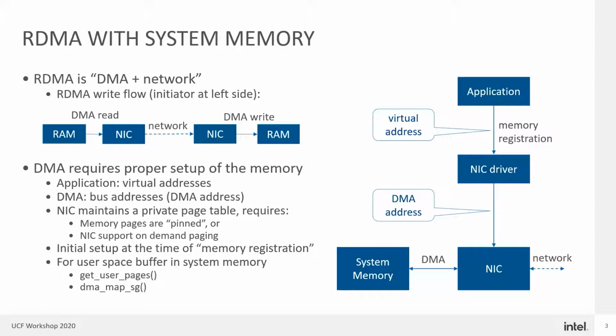In order for this scheme to work, the memory pages have to be pinned, or alternatively, the NIC needs to support on-demand paging, so it can update the page table dynamically if a page fault happens. The initial setup for the DMA and the page table requires a procedure called memory registration. If the user buffer is in system memory, at memory registration time the driver will call get_user_pages and dma_map_sg, this kind of function, to translate the virtual address into the physical address, so it can be used for DMA operations.